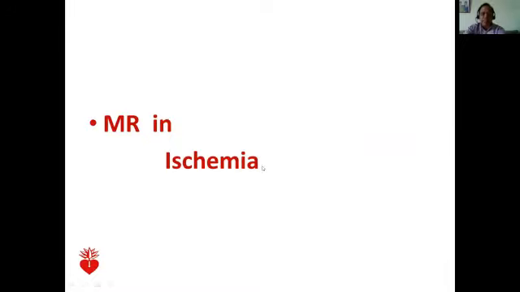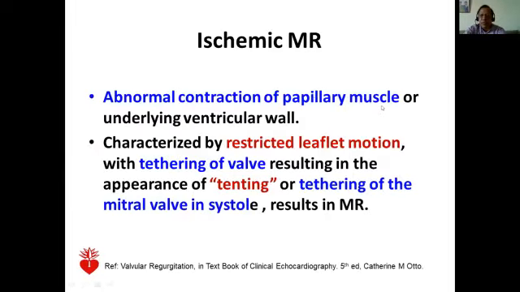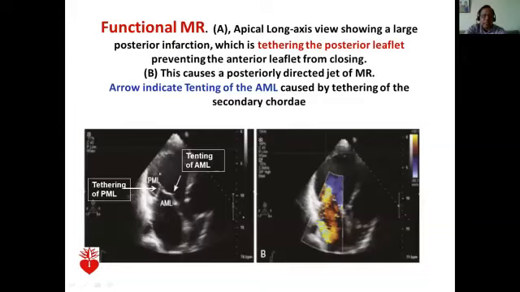Now, what about the characteristics of MR in ischemic heart disease? There is abnormal contraction of the papillary muscle or underlying ventricular wall, characterized by restricted leaflet motion with tethering of the valve, resulting in the appearance of tenting and tethering of the mitral valve in systole that results in MR. What does the picture show? This is the classical picture. You can see there is tethering of the PML and there is tenting of the AML. This causes non-coaptation, and this is the MR.